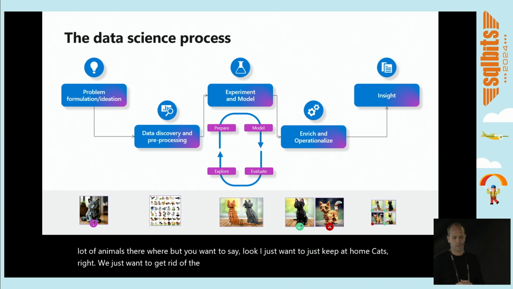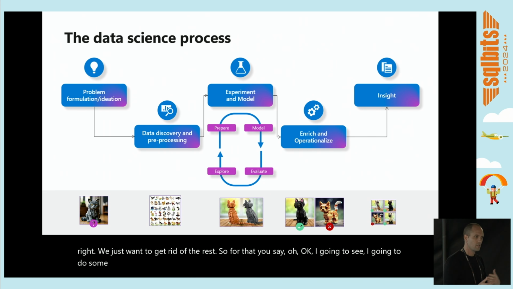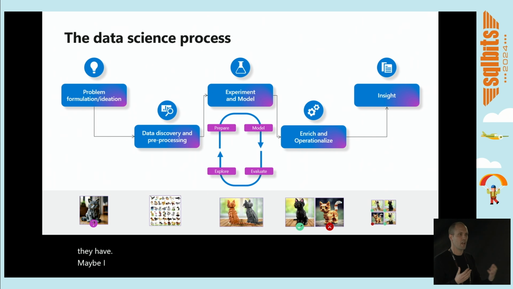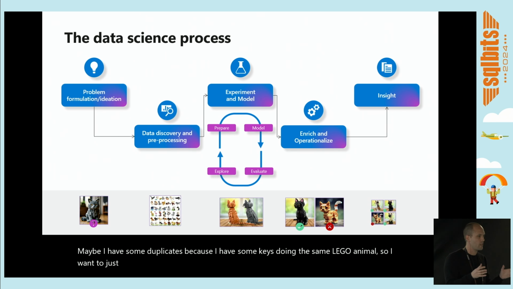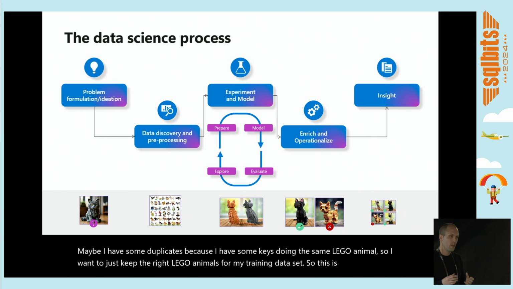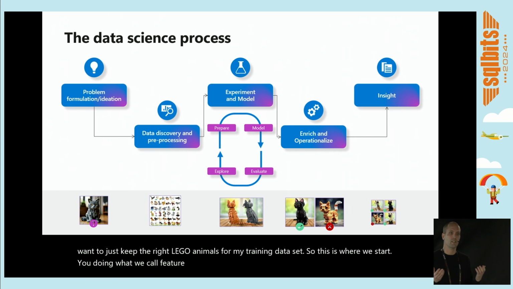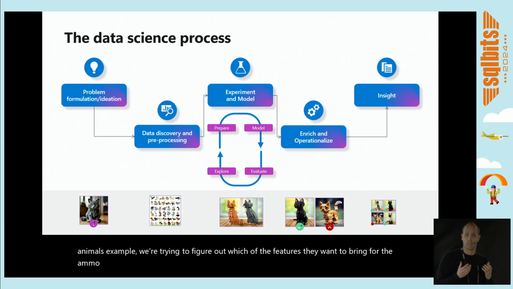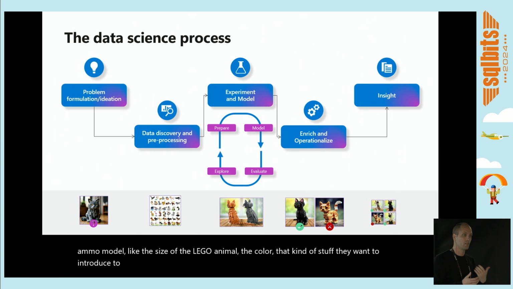So for that, you say, OK, I'm going to do some data discovery and pre-processing. I'm going to check all the Lego animals that they have. Maybe I have some duplicates because I have some kids building the same Lego animal. So I want to just keep the right Lego animals for my training data set. So this is where we start doing what we call feature engineering. What it means is that by taking the Lego animals sample, we're trying to figure out which are the features that we want to bring to the ML model, like the size of the Lego animal, the color, that kind of stuff that we want to introduce to the ML model to run the experiments.